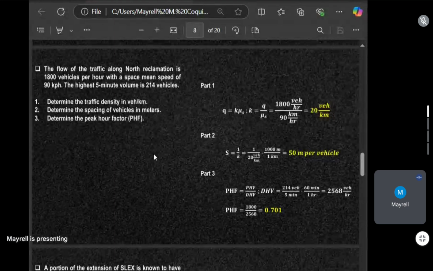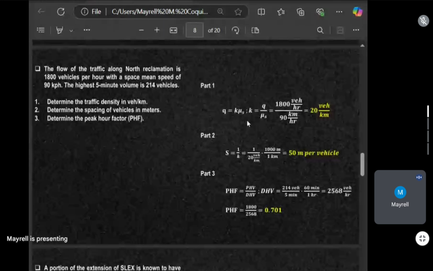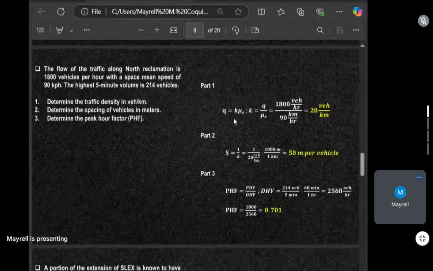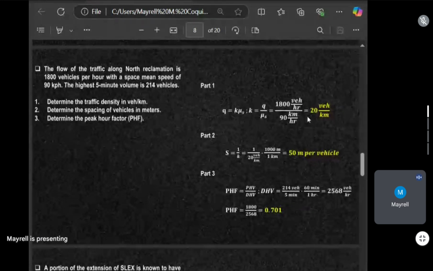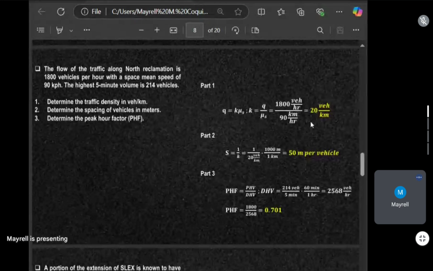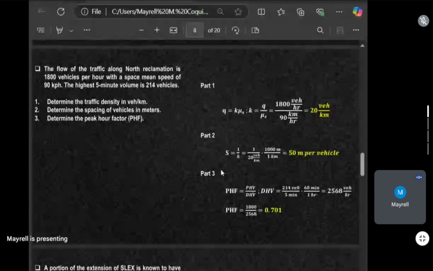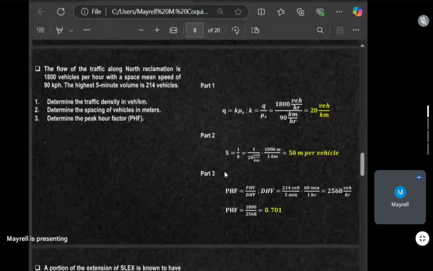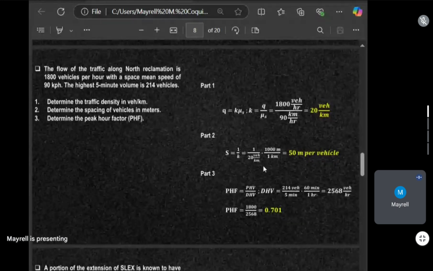So for part 1, K is, from the formula Q is equal to K times mu S, so K is Q over mu S. You have 1,800 vehicles per hour over 90 kilometers per hour. So you have a K of 20 vehicles per kilometer, that's the traffic density. Then the spacing of the vehicles S is equal to 1 over K. You have 1 over 20 vehicles per kilometer times 1,000 meters over 1 kilometer. So that's 50 meters per vehicle.